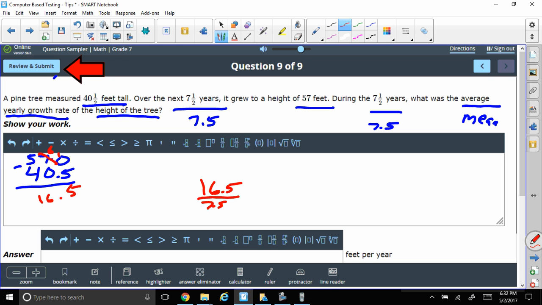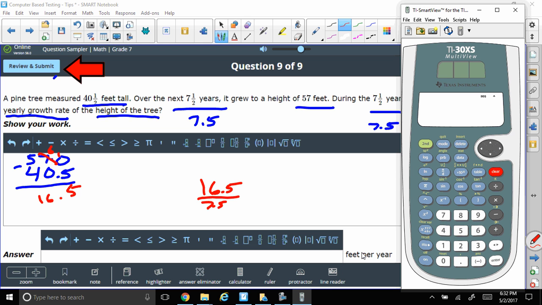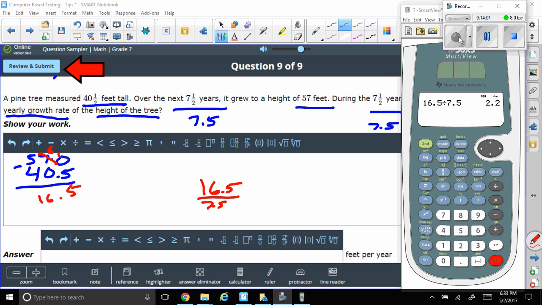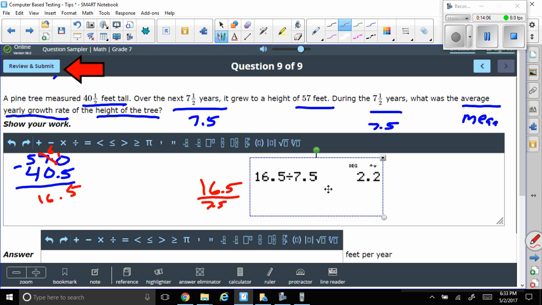And let me get my calculator, because I remember I have a tool. So let's get it. 16.5 divided by 7.5 will give me the growth. So let's pause for a second. All right, so I get 2.2. And that would be my answer, 2.2 feet per year. So that would be the growth.